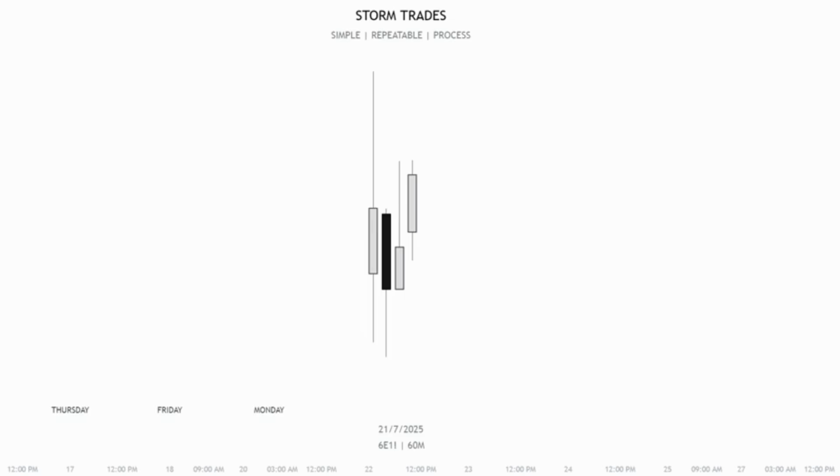Today we're going to go through a 6E, that's Euro USD futures long trade that formed on Monday, July 21st during the New York AM trading session. Now I am forward testing 6E, considering it as a pair I would like to add to my trading pair list. I currently trade gold, CL, and NQ, but I'm considering adding 6E.